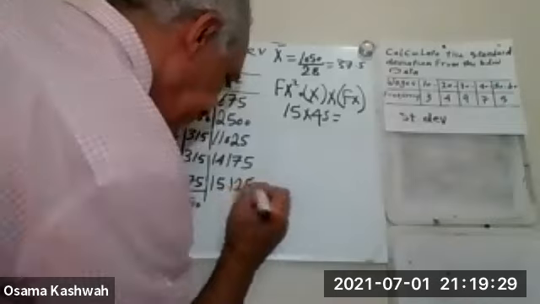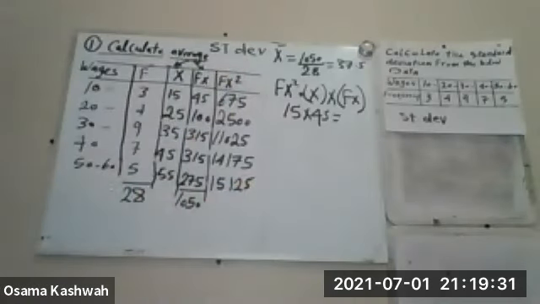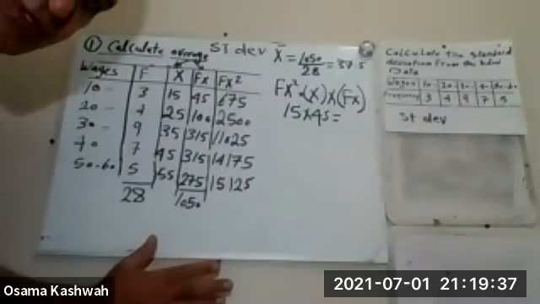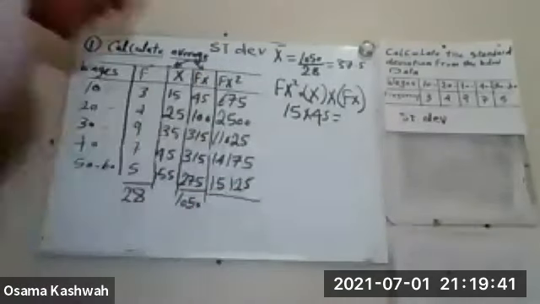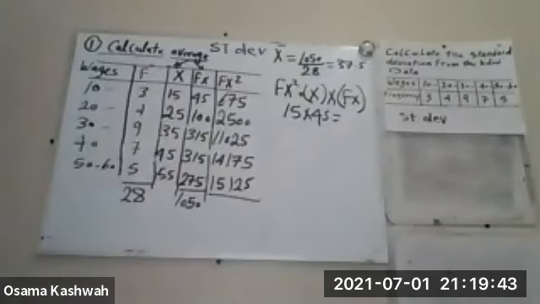15,125. So this is now the last column. I'm not going to do any more columns. That's all my work here. I will stop here and add them all together.